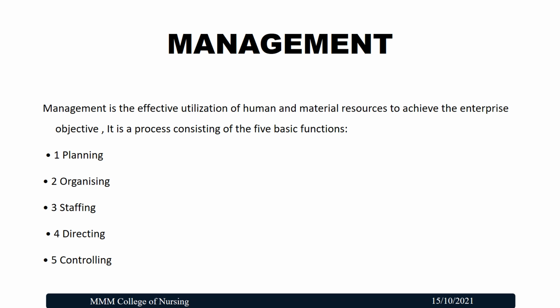Management. Management is the effective utilization of human and material resources to achieve the enterprise objective. It is a process consisting of the five basic functions. The first one is planning, organizing, staffing, directing, controlling. That is POSDC.